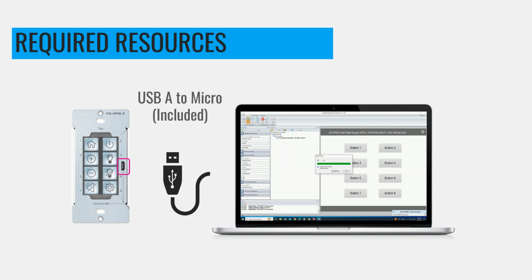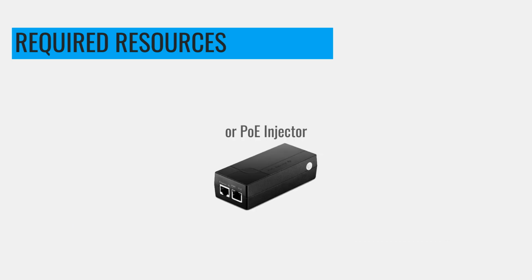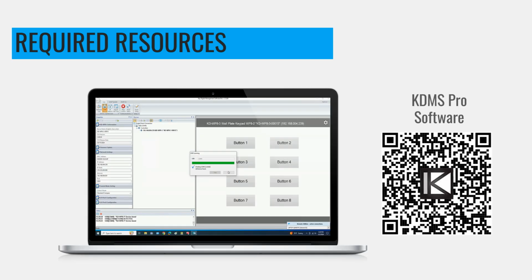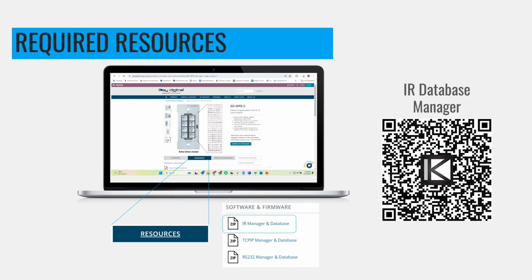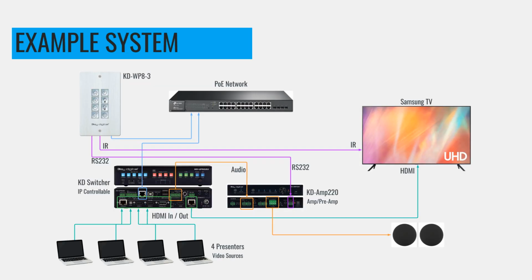We're using the latest model, KD-WP8, but programming the previous generation keypads is identical with some feature limitations in the older models. We'll use the supplied USB-A to micro cable, a PoE switch or PoE injector, and we will download the KeyDigital management software and IR database software onto our computer. Lastly, as this is an AV system programming tutorial, of course we'll go digging through some owner's manuals to find the RS-232 and IP commands of the devices in our system.